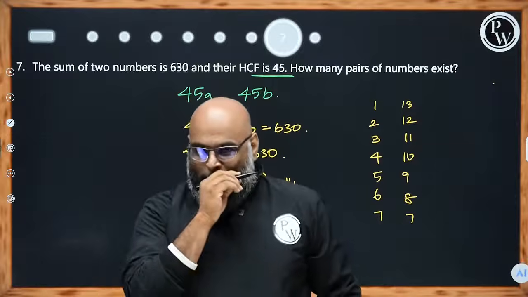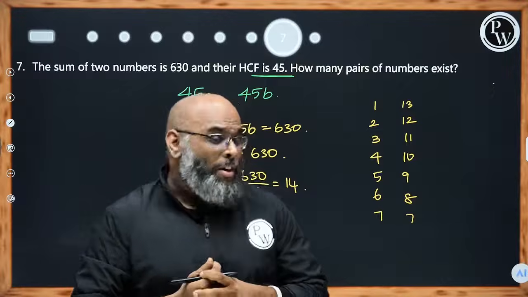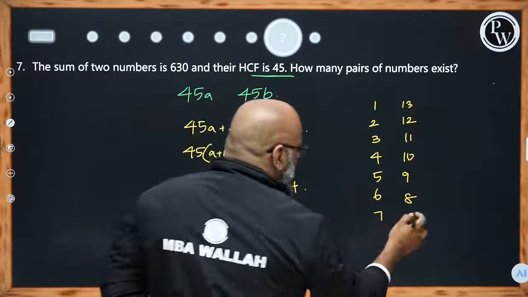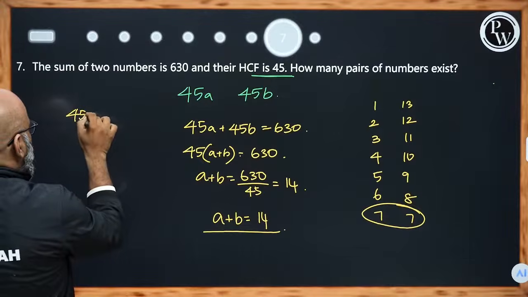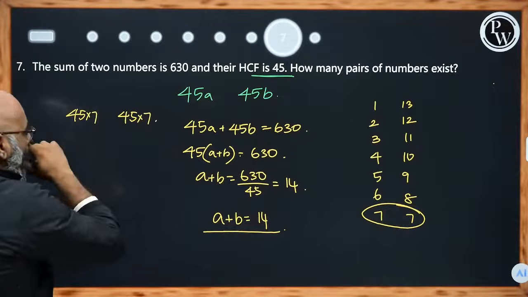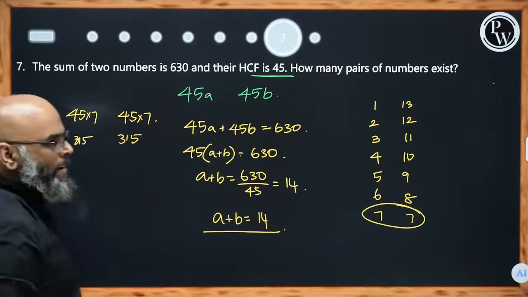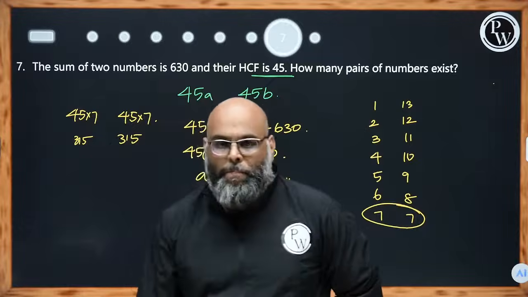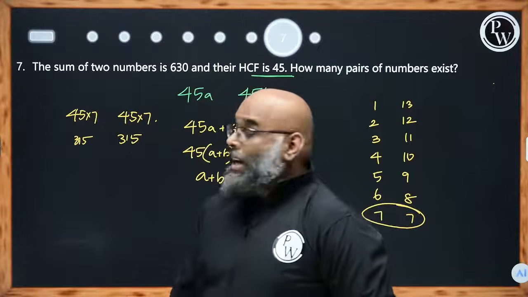Why? Now, there is one important idea that you probably should be thinking of. I'll tell you what it is. Just to give you an understanding, if I take A, B to be 7, 7, what is 45A? 45 into 7. What is 45B? 45 into 7. This is 315. This is 315. What is the HCF of 315, 315? 315. But the HCF clearly says it is 45. Can this be a case?